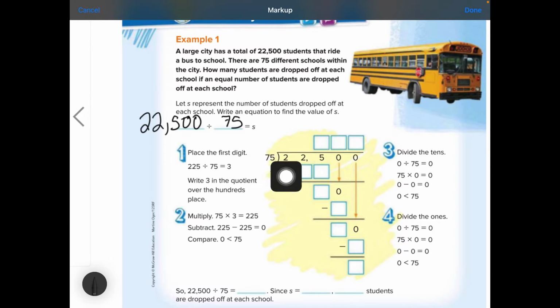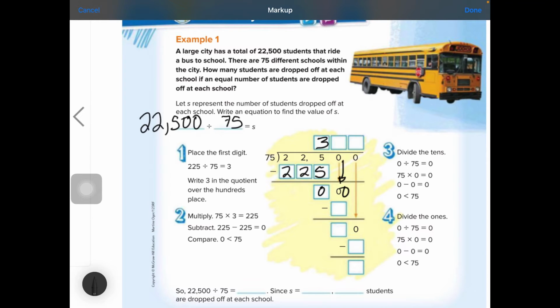All right, first thing we do is see if 75 will go into 2. No. Will 75 go into 22? Nope. Well, how many times will 75 go into 225? Here they give you an answer right here. They said 3. So 3 times 75 is 225. That comes down to be a 0.